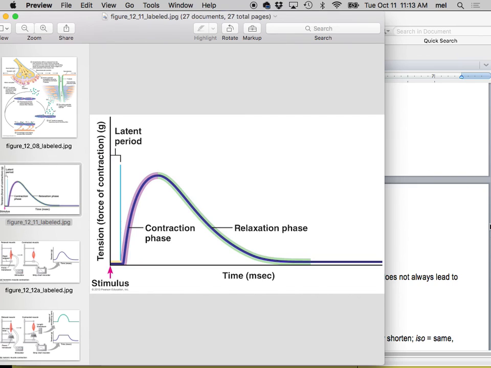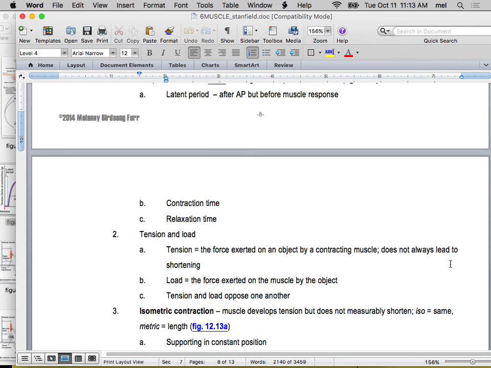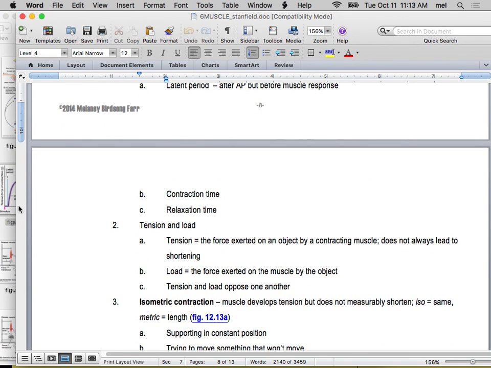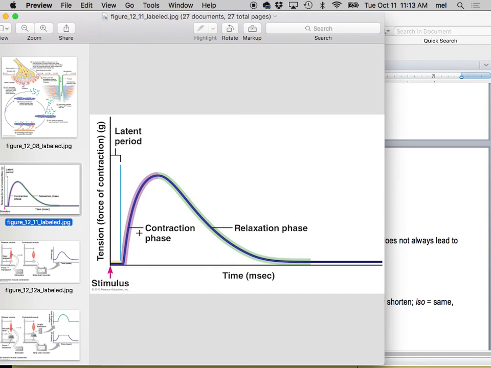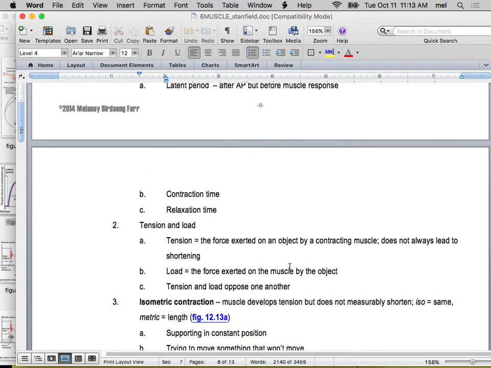That makes sense? Okay, so with that in mind, just to reiterate, this is not what happens in a whole muscle. This is in a single cell. We're going to try to get to whole muscle contraction in just a second.